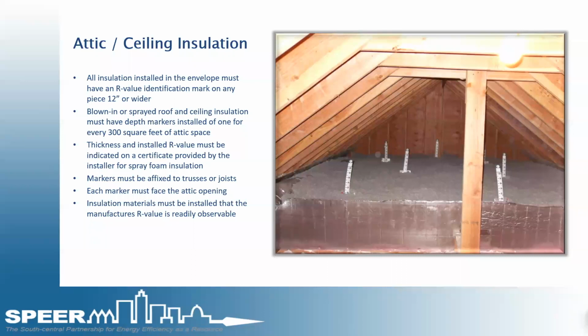Attic insulation. All attic insulation installed in the envelope must have an R-value identification mark on anything 12 inches or wider per code. Blown-in or sprayed roof and ceiling insulation must have depth markers installed, one every 300 square feet of that attic space. The markers must be affixed to a truss or joist. The thickness and R-value must be indicated on the certificate posted by the installer of spray foam and below-attic insulation, and posted in the attic itself.